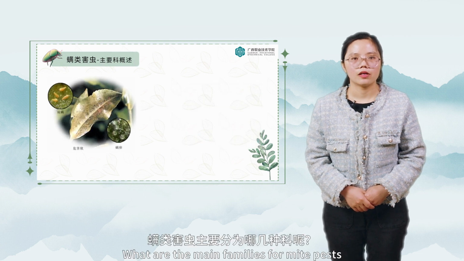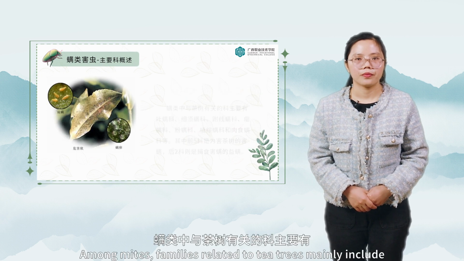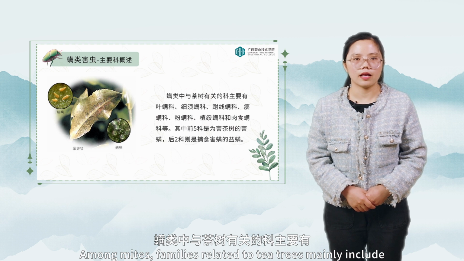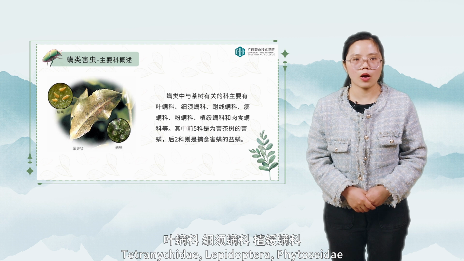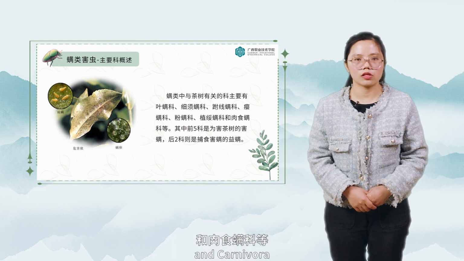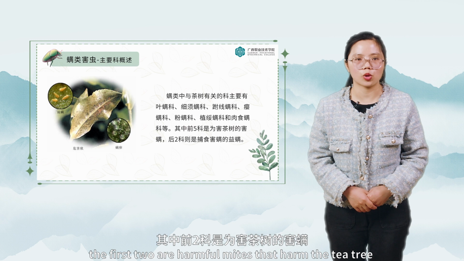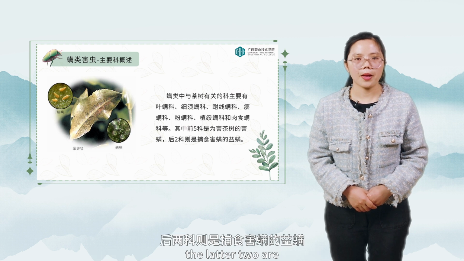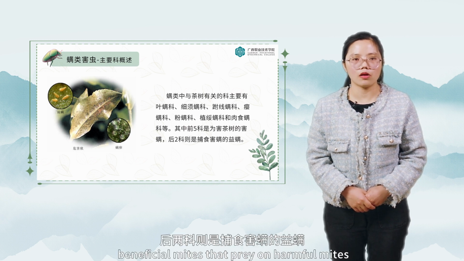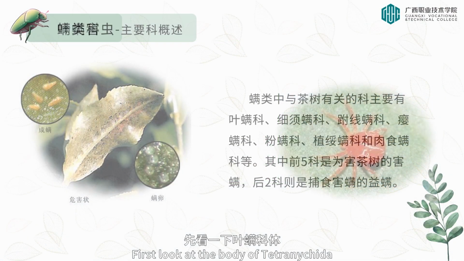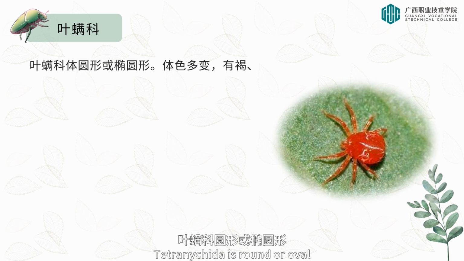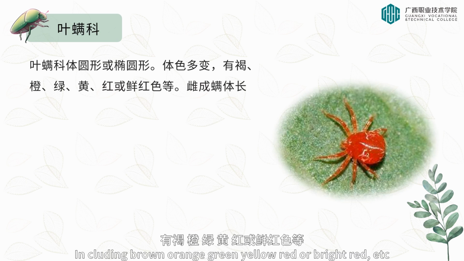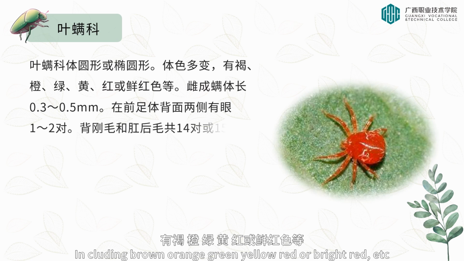What are the main families of mite pests? Among mites, families related to tea trees mainly include Tetranychidae, Tenuipalpidae, Phytoseiidae, and Stigmaeidae. The first 2 are harmful mites that harm the tea trees. The latter 2 are beneficial mites that prey on harmful mites. First, look at the body of Tetranychidae. Tetranychidae is round or oval with changing colors, including brown, orange, green, yellow, red, or bright red.